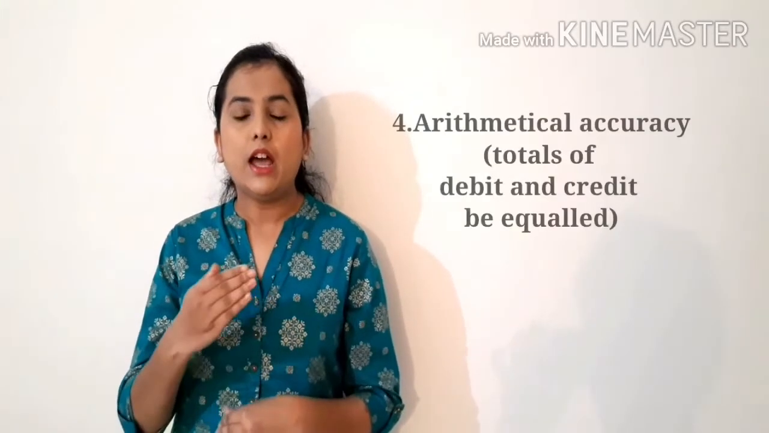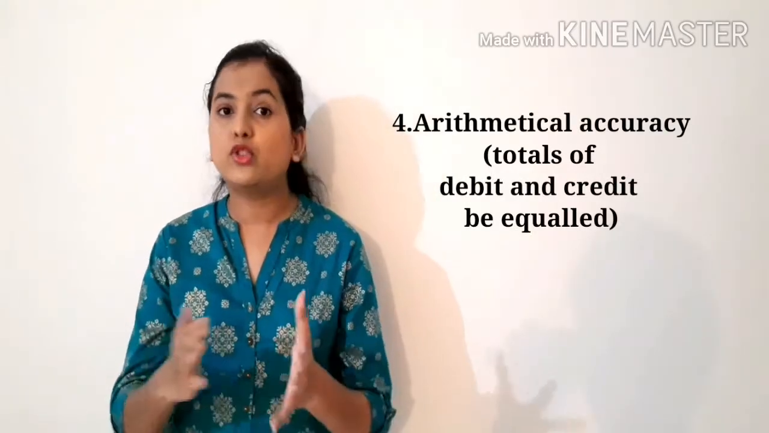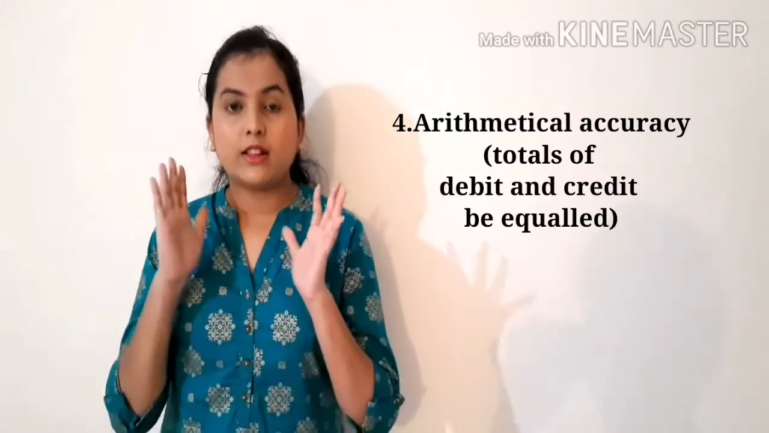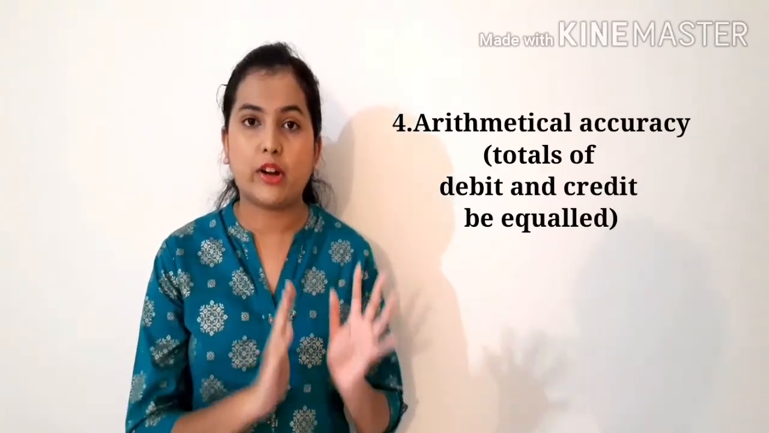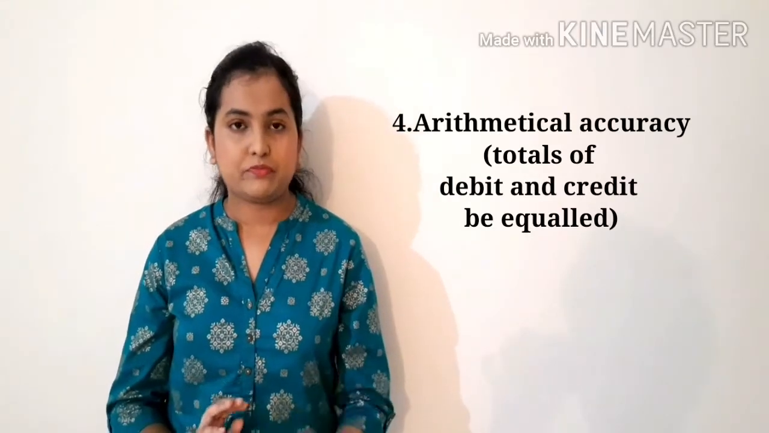So this also helps in the journal. That is the importance of the journal. It will help you to get an idea of the transaction, like what type of transaction it is. Fourth, it will give you arithmetical accuracy, that is, you should see all the debits and credits are equal. So from here you will get that, okay, all the transactions are recorded accurately. This is another importance of the journal.